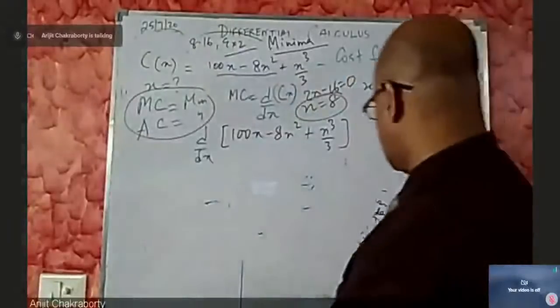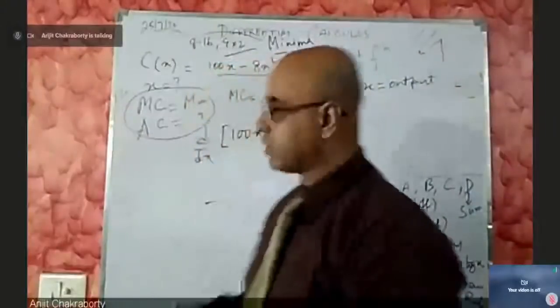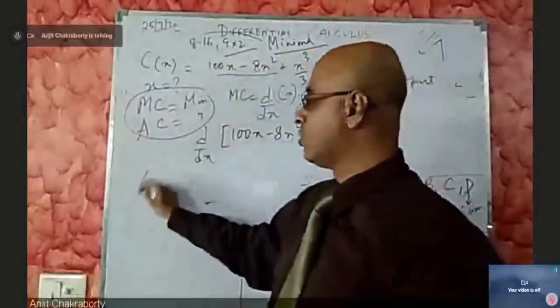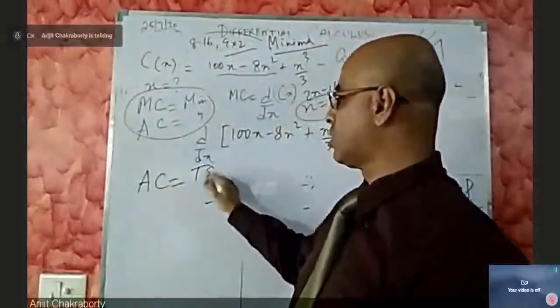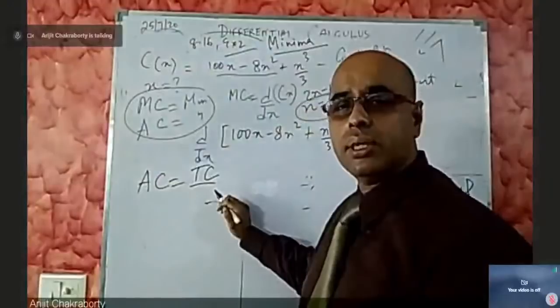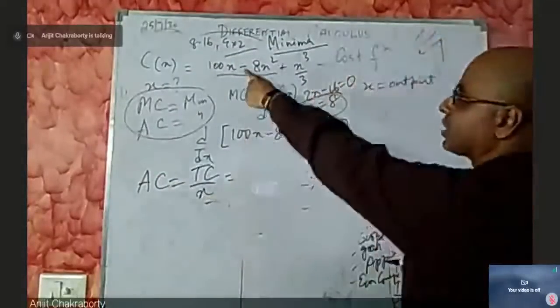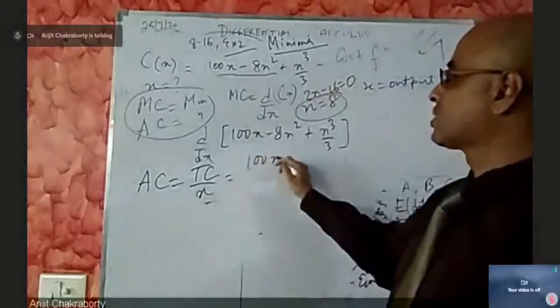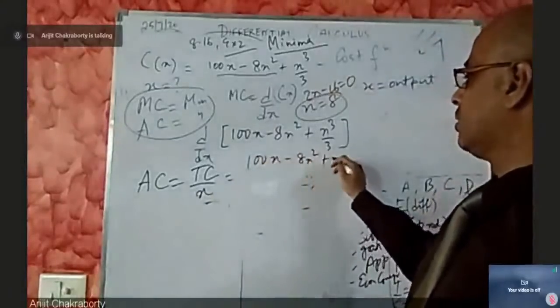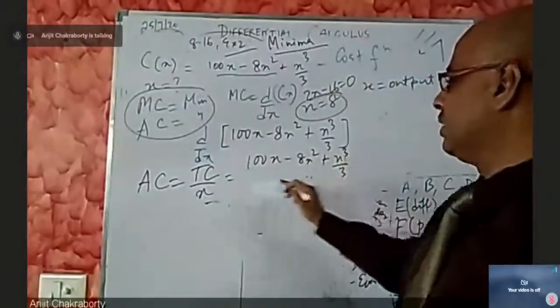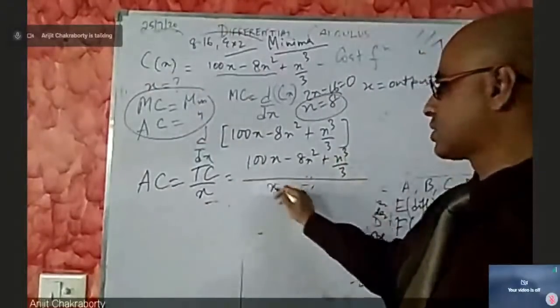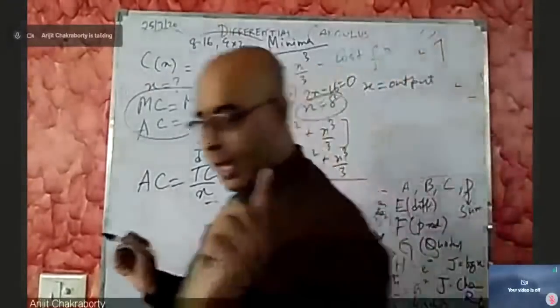Fine. Marginal cost is done, the output is 8. So now we go to average cost. You know average cost is equal to total cost divided by the quantity x. So we have total cost 100x minus 8x squared plus x cubed by 3. This divided by x gives me the average cost.